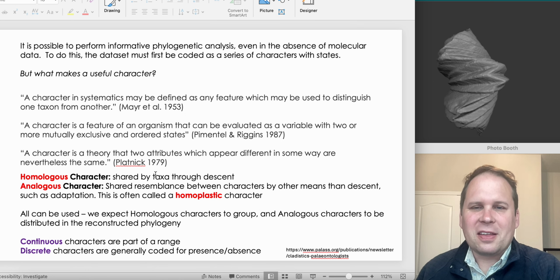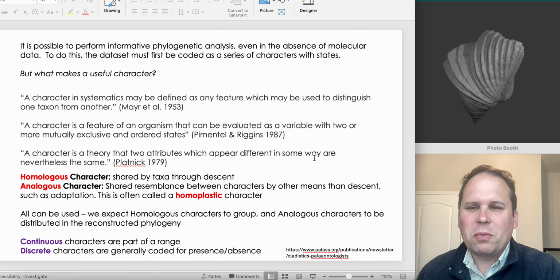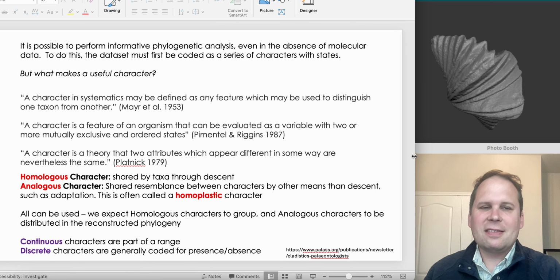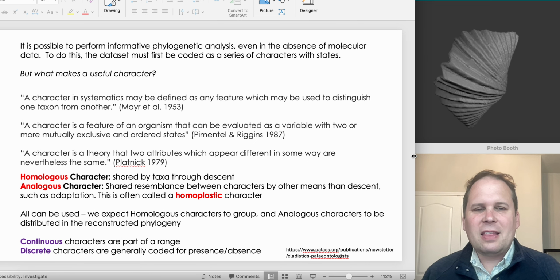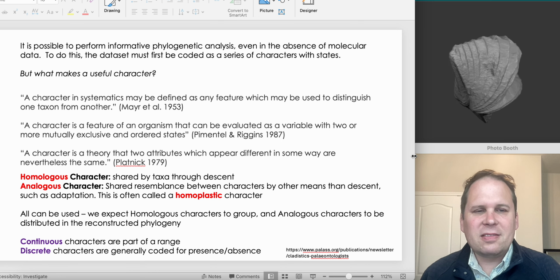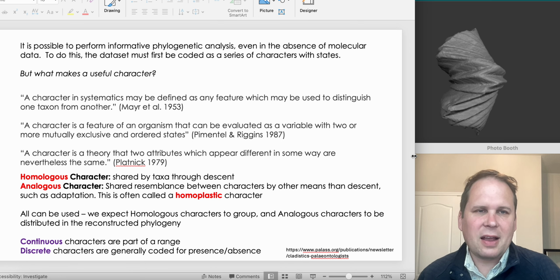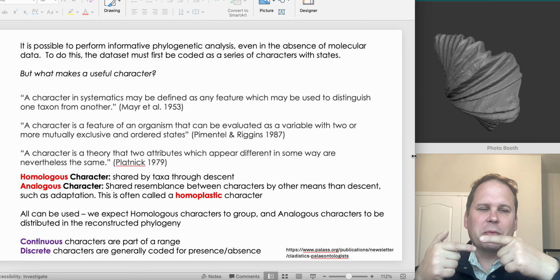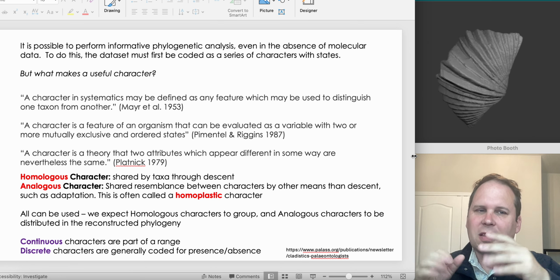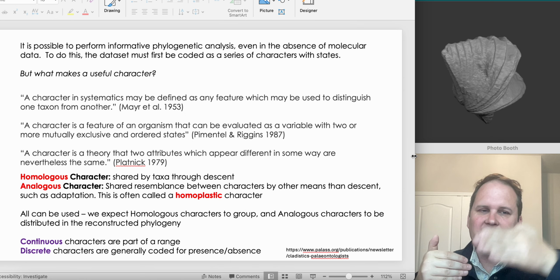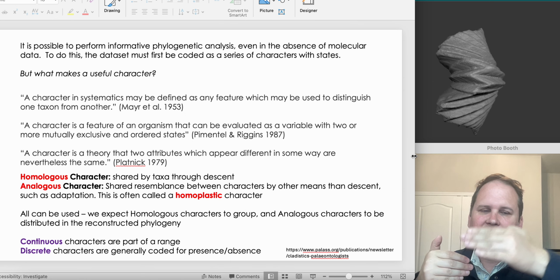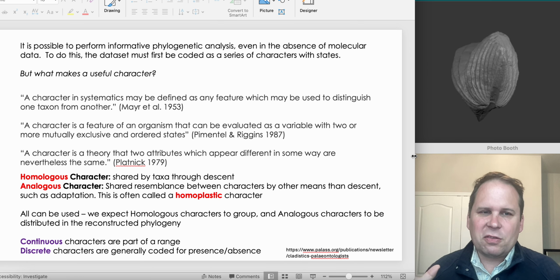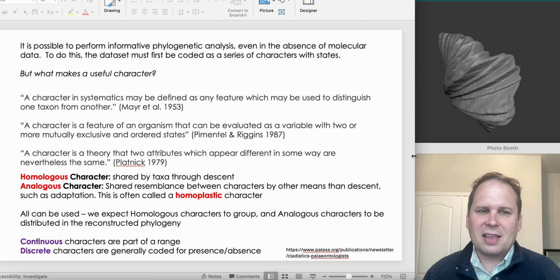A character is a theory. The 2 attributes which appear different in some way are nevertheless the same. Now that's kind of deep. What we're saying there is that there are probably similar genes and processes behind a character. So if a median septum can be long or short, we're assuming it's kind of the same genes that are making the median septum. They just stop here or they keep going all the way to here. It's like degree of control that is separating out these things.